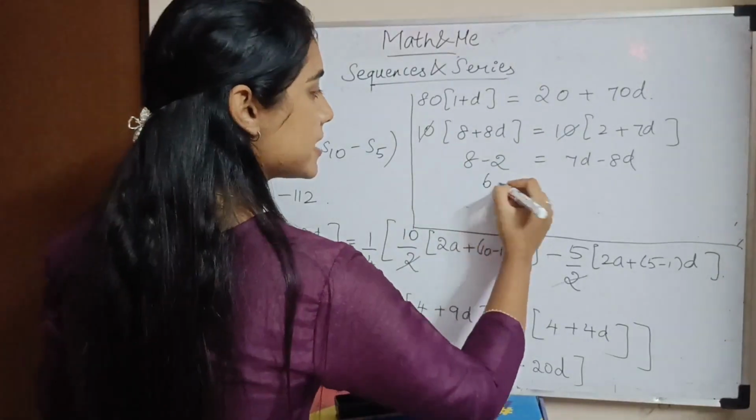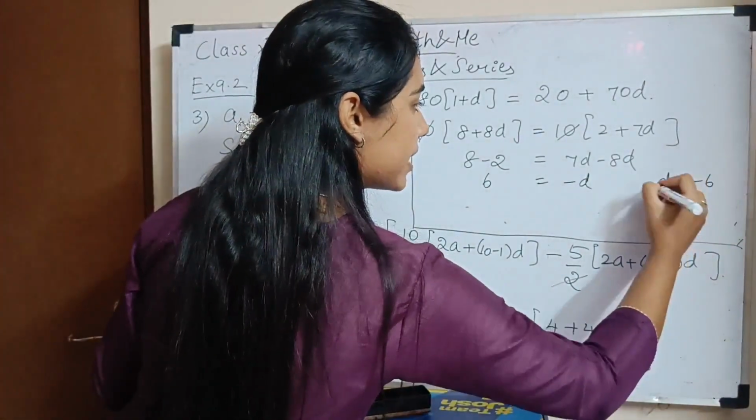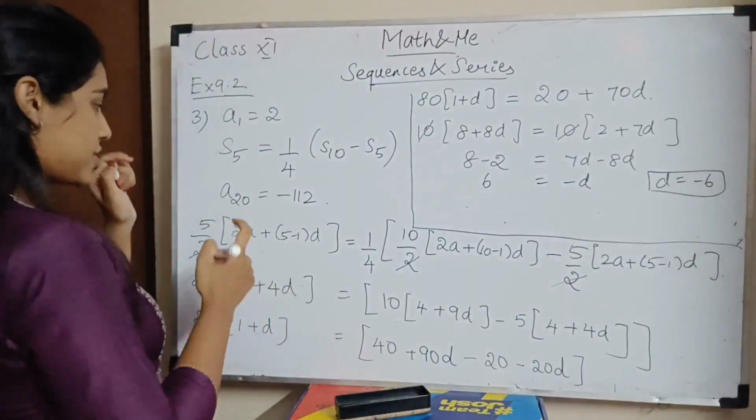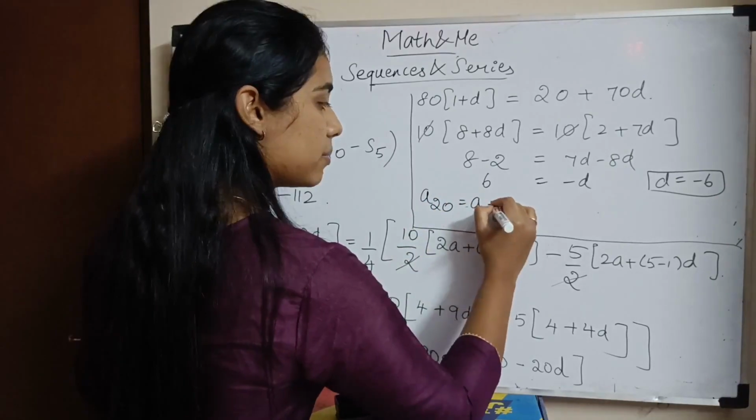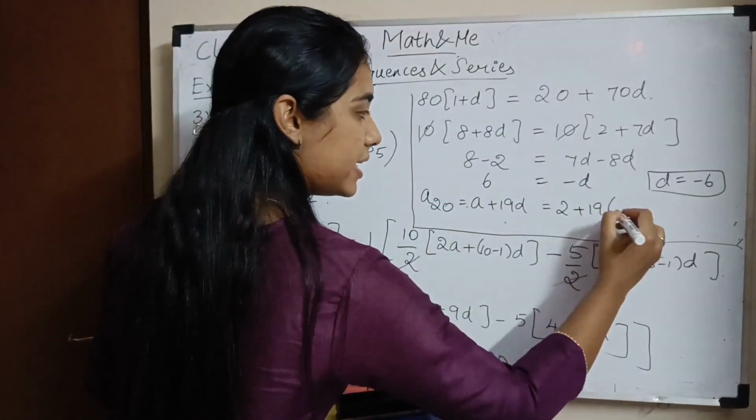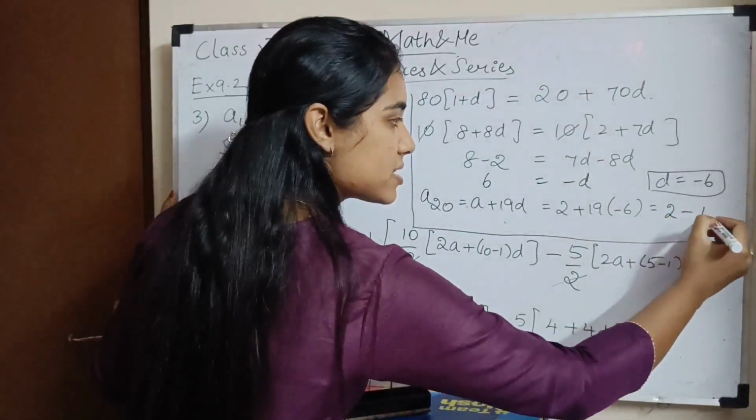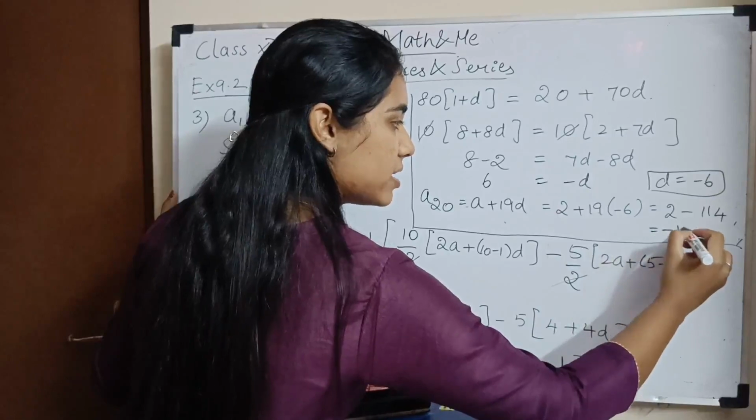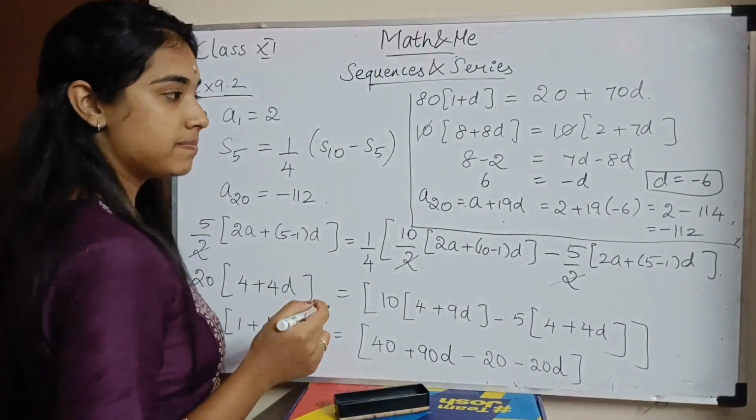So what do I have here? 6 equals minus D. So my D is minus 6. Let me substitute in A20. What is my A20? It's A plus 19D, which is 2 plus 19 times minus 6. What is it? 2 minus 114. So I get minus 112. Did you get what is required? Hence proved. Okay.